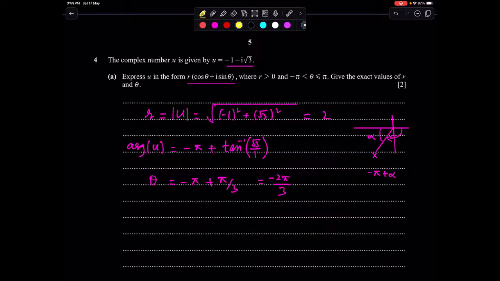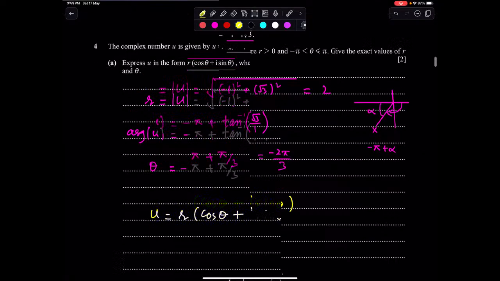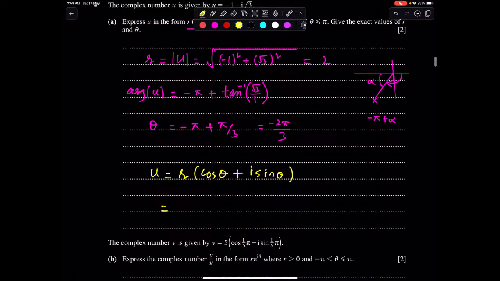So finally, u equals r, first copy the trigonometric polar form, and then substitute the values of r and theta. cos minus 2 pi by 3, plus i sine minus 2 pi by 3. That's it.